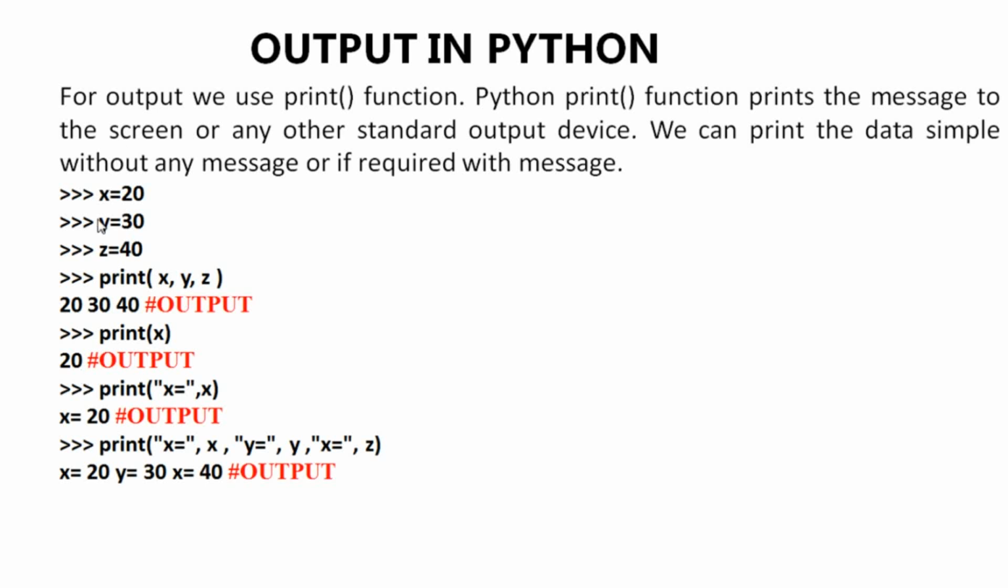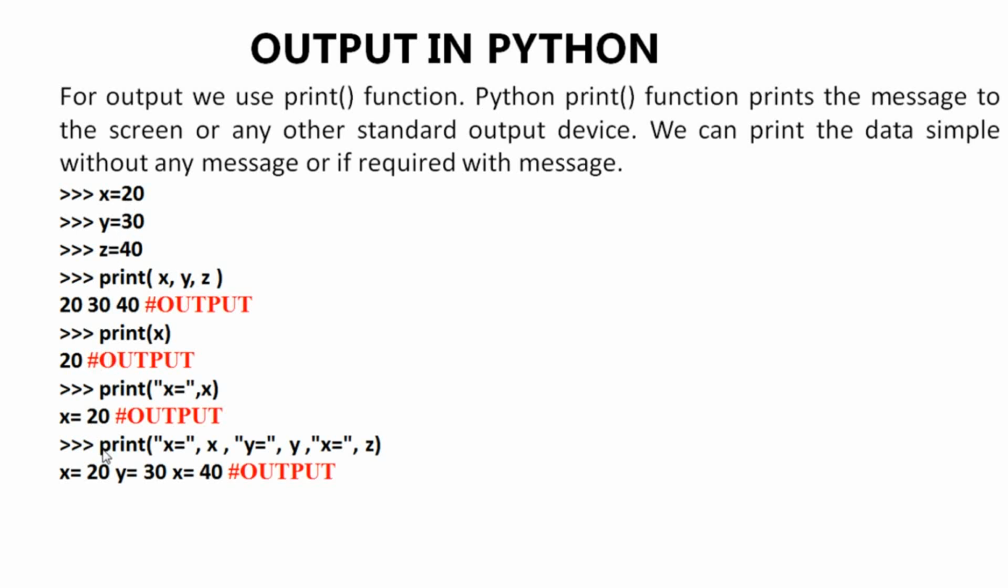Now this data I have printed without message, but it can be printed with message also. You're writing print, and the message should always be in single quotes or double quotes. So x is equal to, this is my message, comma x. So it prints the message as it is, and 20 is coming. Why? Because x's value is 20.